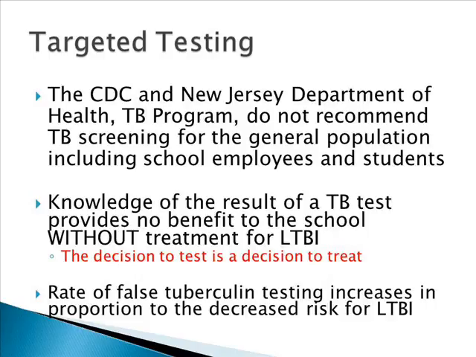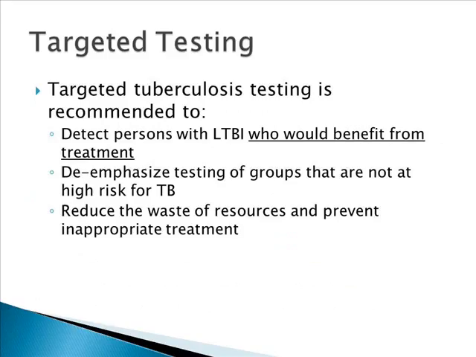The rate of false positive tuberculin skin testing increases in proportion to the decreased risk for latent TB infection, as Dr. Wanger discussed earlier. So targeted tuberculosis testing is recommended to detect persons with LTBI who would benefit from TB treatment, de-emphasizing testing of groups that are not in the high-risk group, such as kids that are U.S.-born. But children who come from foreign-born countries with a high incidence of TB, or whose parents come from a high-incidence country and may be at risk for development of TB disease, are the ones we really want to find. Targeted testing also reduces the waste of resources and prevention of inappropriate treatment, because we all know there are certain false positives in areas of low incidence of TB.